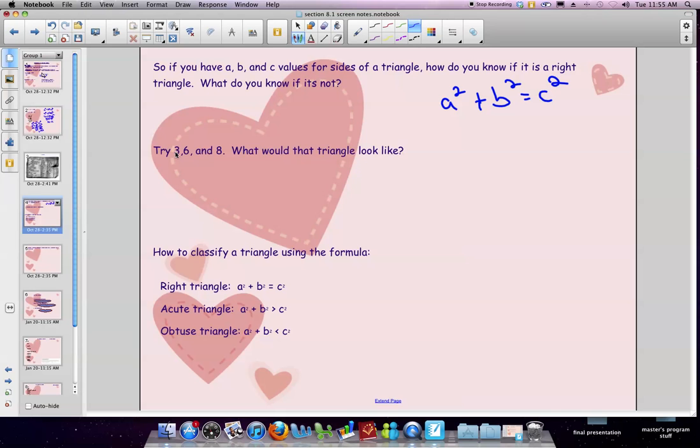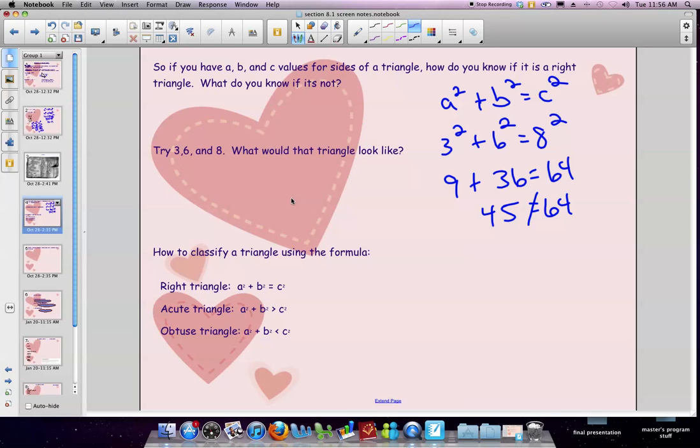For example, if I give you 3, 6, and 8, I know that 8 is going to have to be my c value because it's going to have to be the biggest. So I'm going to do 3 squared plus 6 squared equals 8 squared. When I do the math, I get 9 plus 36 equals 64, which means I'd get 45 equals 64. I know that that's not true. That means that it does not fit into the Pythagorean theorem, which means the side lengths of 3, 6, and 8 do not give you a right triangle.